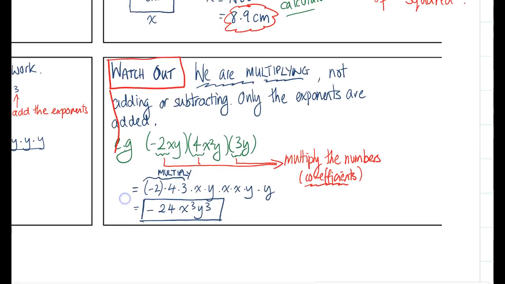Couple of things to watch out for. We are multiplying, so even though we're adding the exponents, we're actually multiplying. Adding the exponents is just a shortcut way of combining them by multiplying. So in this example here, we're multiplying the x's together, and the way we do that is by adding the exponents. We're also multiplying the numbers together. These numbers here are called coefficients, the numbers in front of the variable parts. And we have to multiply those together as well. So negative 2 multiplied by 4, which is negative 8, and then that multiplied by 3 is negative 24. So we just have to be careful with that.